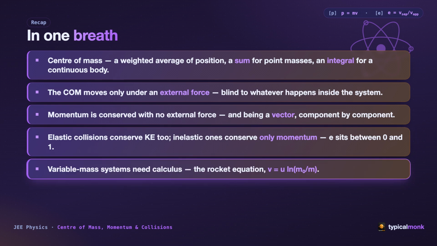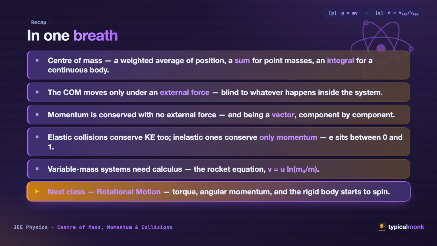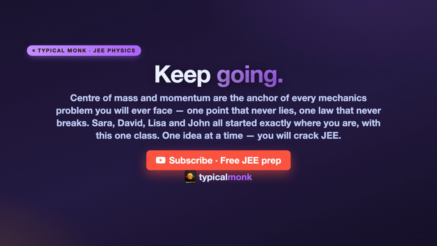Now, variable mass systems need calculus. The rocket equation comes from integrating a momentum that keeps changing as fuel burns away. In the next class, we set this same body spinning, rotational motion, torque, angular momentum, and the rigid body that finally starts to turn. This is where the center of mass gets its own axis to spin around. Do not miss it.